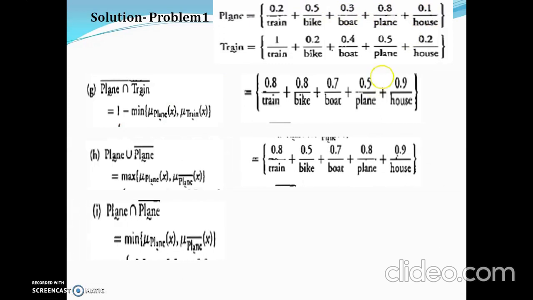Last question. Take the intersection of these two. We have to prefer the minimum value from the plane and the plane complement. Here the plane is 0.2, plane complement is 0.8, the minimum value will be 0.2, 0.5, 0.3, 0.2 and 0.1.